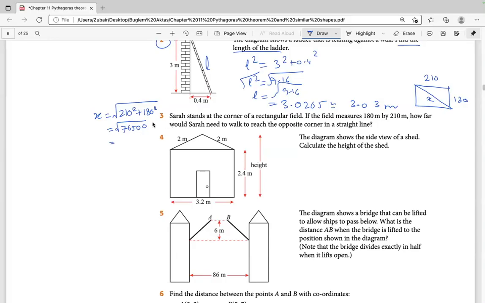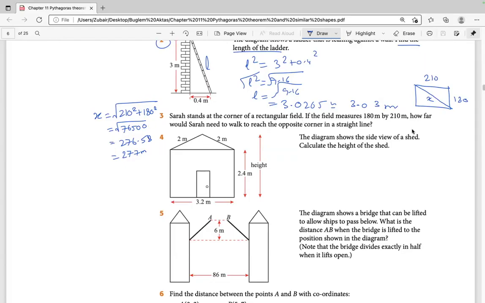765, yeah. Square root. 276.58. Now, degree of accuracy is not specified in the question. Let's take it till three significant figures. So 277 meters.